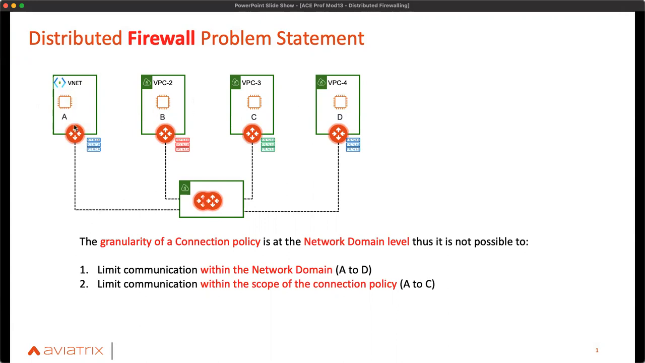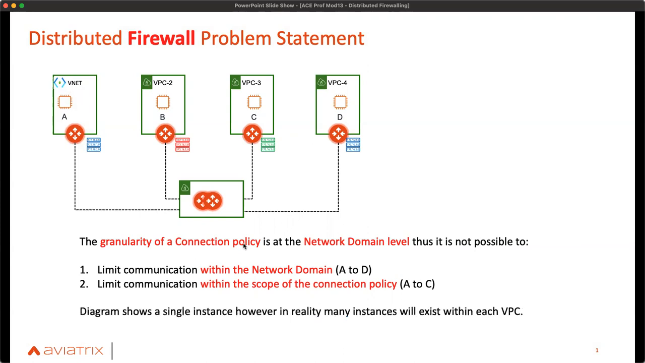Same problem with the connection policy between, for example, the VNet that has A and VPC3, because I put the connection policy with shared services. Again, if you have 50 workloads on this side and 50 workloads on the other side, I am not able to be more granular with connection policies. Okay, so this is partly the problem. Again, I'm showing a single instance, however, in reality, many instances will exist within the VPC.